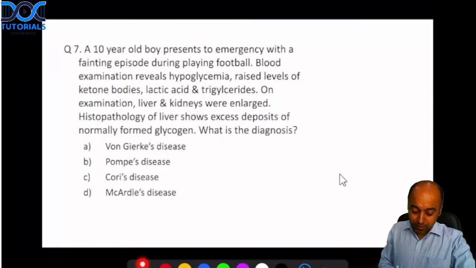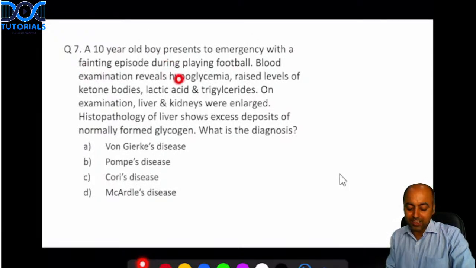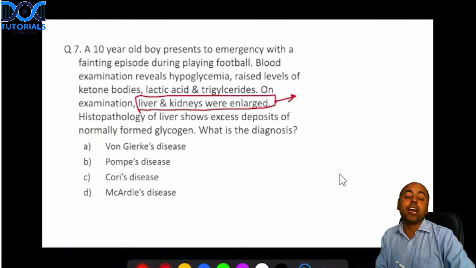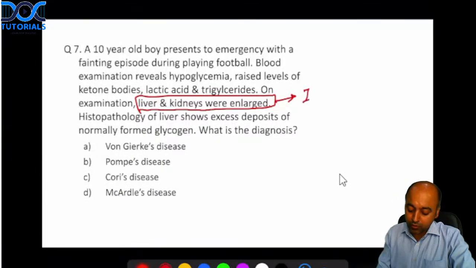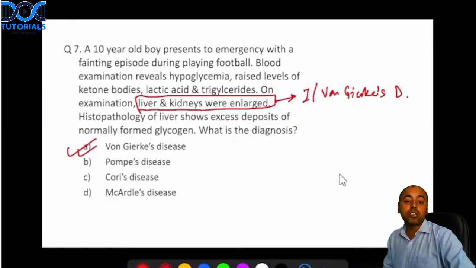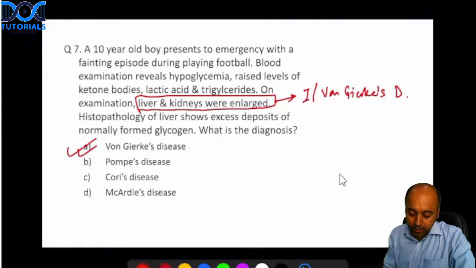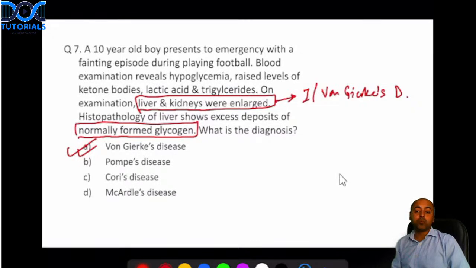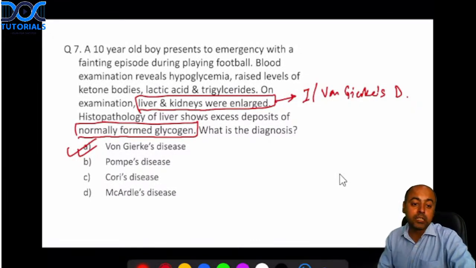Moving to question number 7, you can see again a 10-year-old boy presents to the emergency with a fainting episode during playing football. Blood examination reveals hypoglycemia, raised levels of ketone bodies, lactic acid, triglyceride. On examination, liver and kidney are enlarged. This is key information. When liver and kidney are enlarged together and you are thinking of glycogen storage disorder, then you have to think about type 1, which is von Gierke's disease. So in this case, the answer should be von Gierke's disease. The important thing to remember here is that normally formed glycogen will be there.